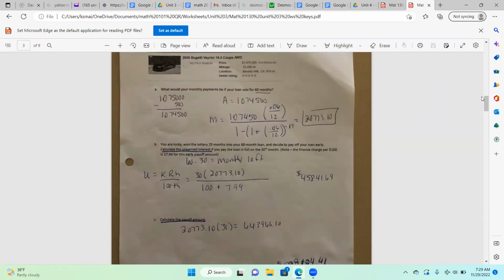Our unearned interest formula is taking the interest left times the number of payments left. So there's 30 payments left times 30 plus 1, over there were a total of 60 payments times 60 plus 1. And the total interest that we would have paid, I'm going to show you that formula on my paper here.